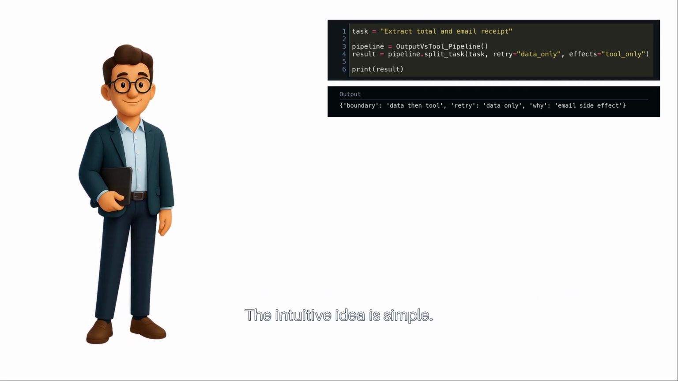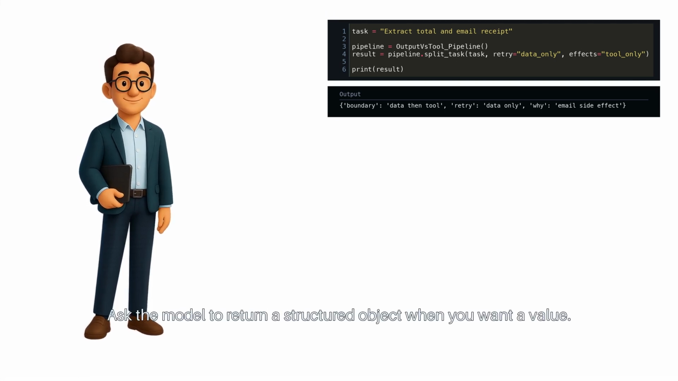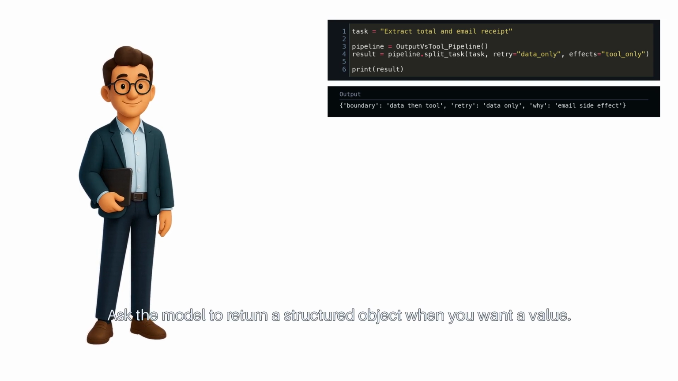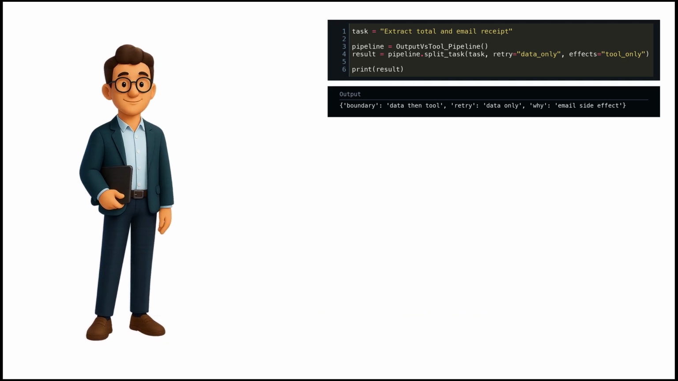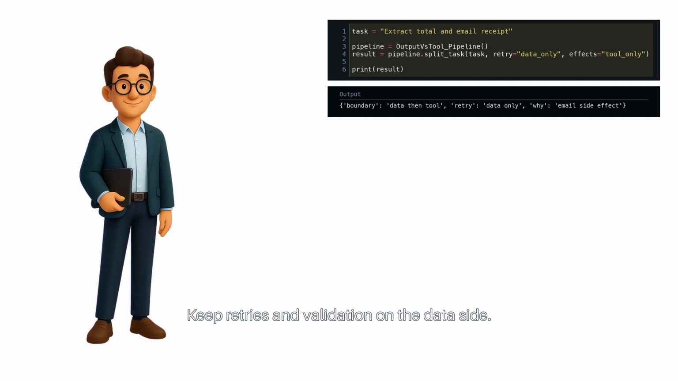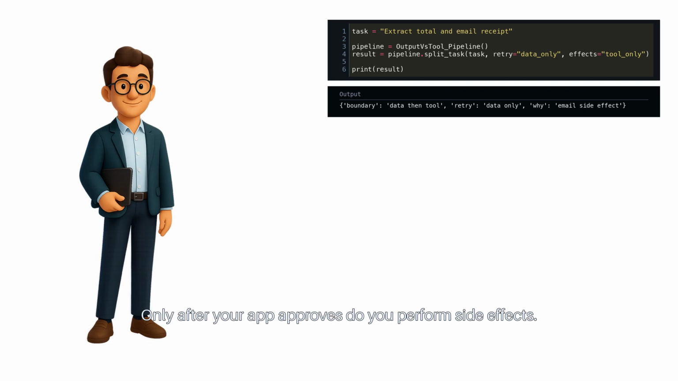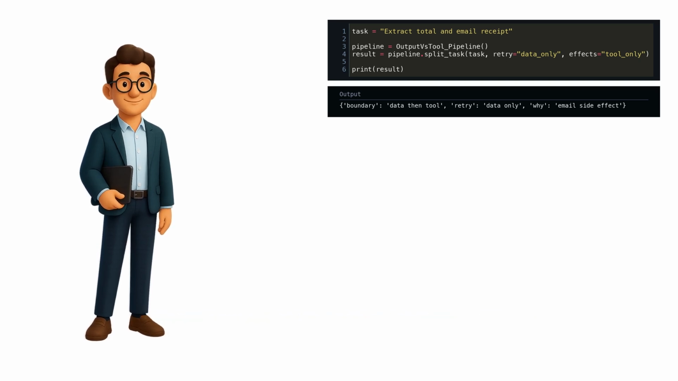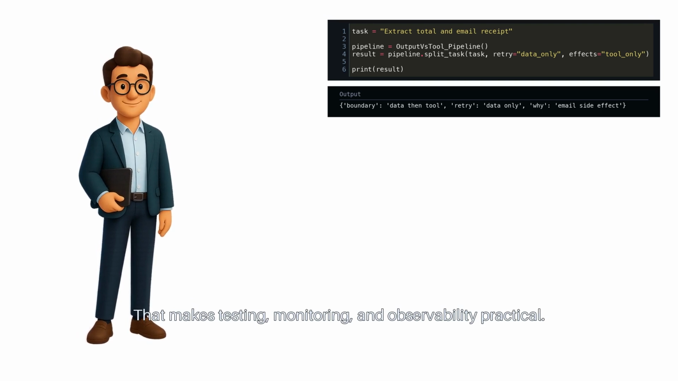The intuitive idea is simple. Ask the model to return a structured object when you want a value. Treat tool calls as proposals when you want an action. Keep retries and validation on the data side. Only after your app approves do you perform side effects. That makes testing, monitoring, and observability practical.